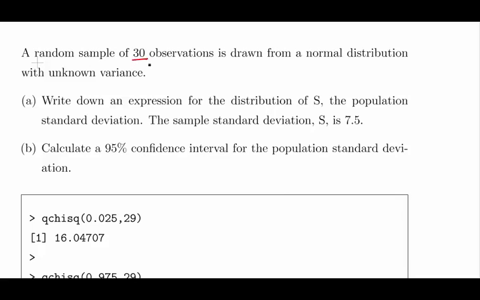So a random sample of 30 observations is drawn from a normal distribution, just make a note of that, with unknown variance. That's sigma squared. We don't know what it is. Write down an expression for the distribution of S, the sample standard deviation, where S equals 7.5. Calculate a 95% confidence interval for the population standard deviation, which would be sigma. Really what we're going to do is work in terms of sigma squared and then go to sigma. So we'll stick with the easiest approach and then take the square root of the answers to get the actual answer we're looking for.